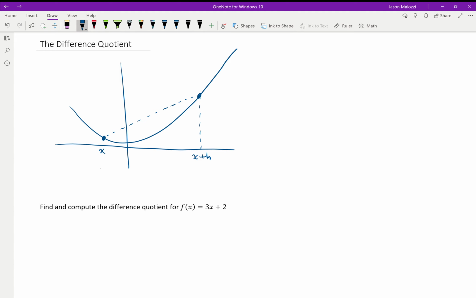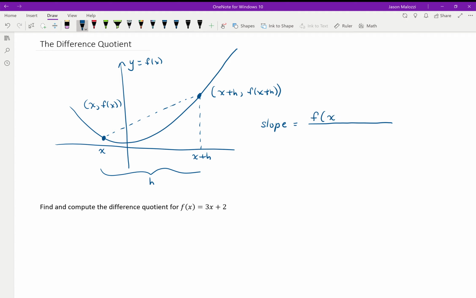Okay, so that means that these 2 points are h units apart. So the actual coordinates of these points are x comma f of x and x plus h comma f of x plus h. So the difference quotient is the slope of the line between those 2 points, which is just basically difference in the y's over difference in the x's.